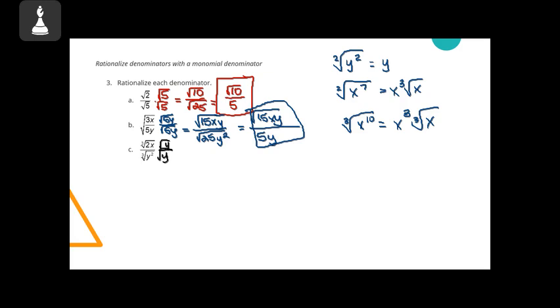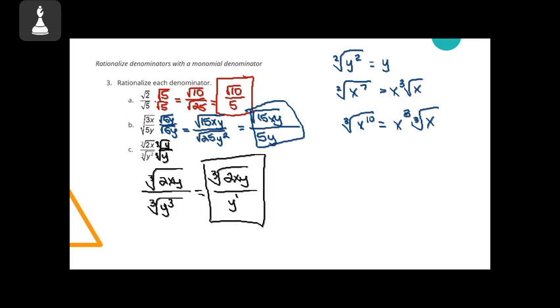So I'm going to have the cube root of 2xy over the cube root of y cubed. We are not going to worry about the top. It's going to stay as it is, the cube root of 2xy. Now the bottom, I can simplify. How many times does 3 go into 3? And the answer is once. So y, or y to the first power, is now the denominator. If you look at every single one of these, the square root is no longer in the denominator, so these are proper form.